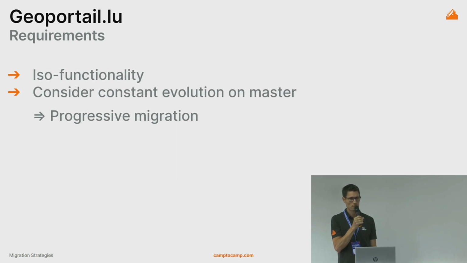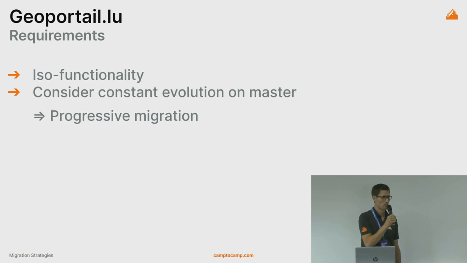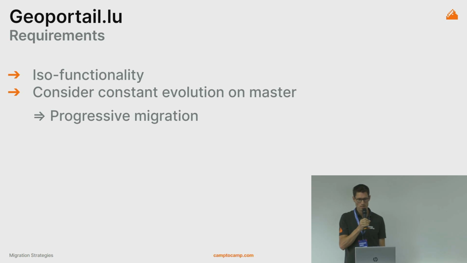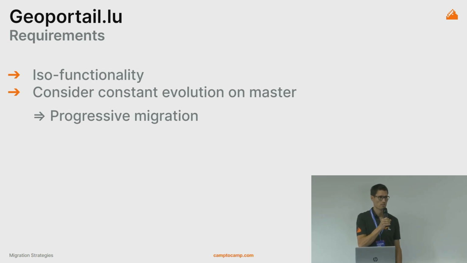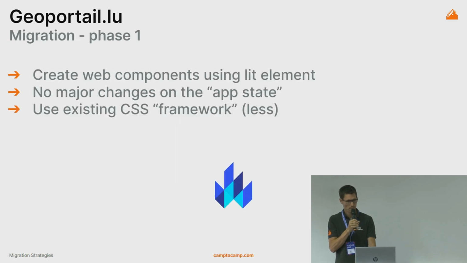The requirements from the customer were, on the one hand, ISO functionality, to have the same things afterwards as before, but at the same time to consider constant evolution on the master branch and not do a migration on the side during 2 or 3 years and then switch to the new development after this. So this is why we chose the progressive migration here.